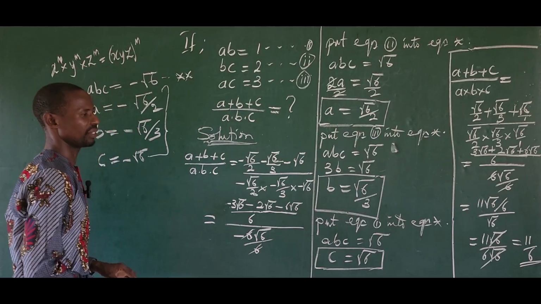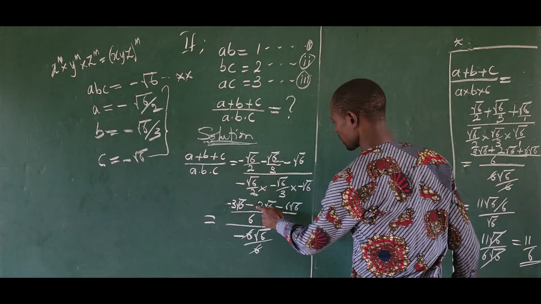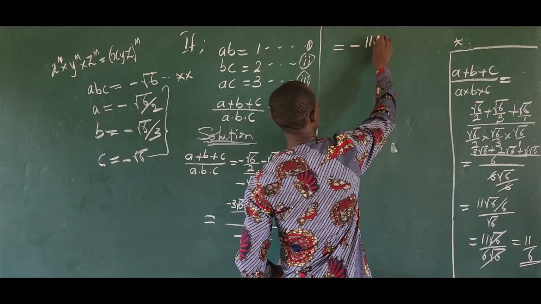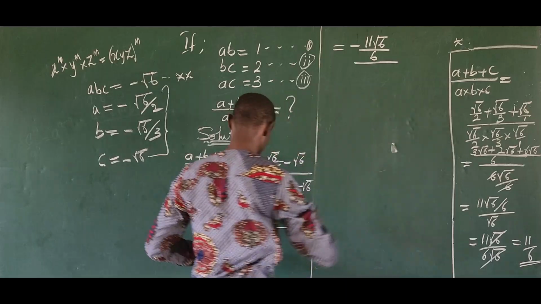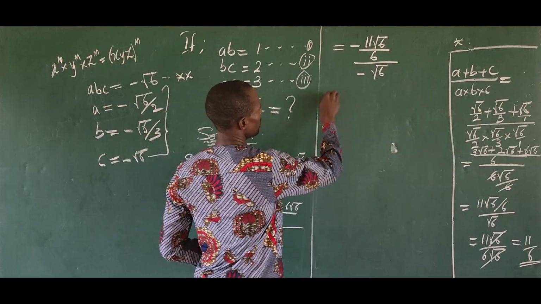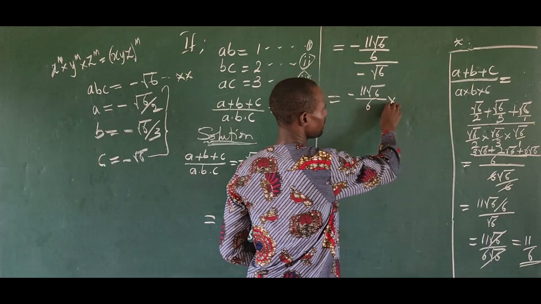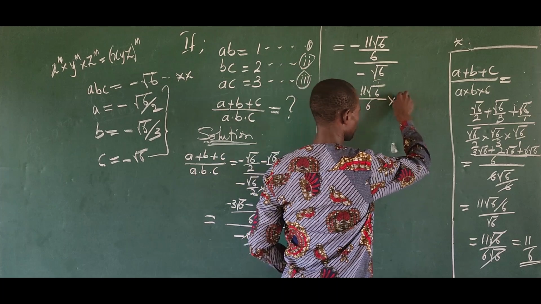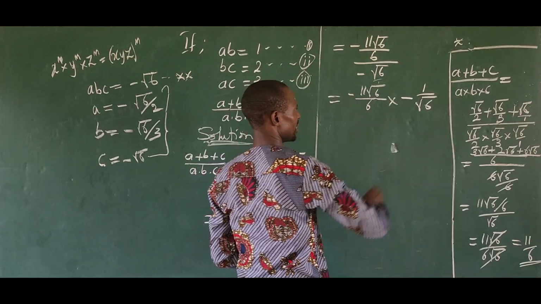And this will leave the system. Let's look at our expression here. Minus 3 root 6 minus 2 root 6 minus 6 root 6 will automatically give us minus 11 root 6 all over 6. Then all over, here we are left with minus root 6. So we have minus 11 root 6 all over 6 times, because this is all over 1, right? So automatically it's going to give us minus 1 all over root 6. Easy, right?